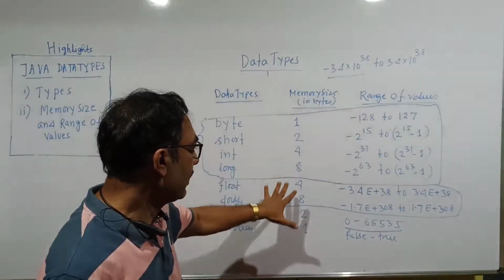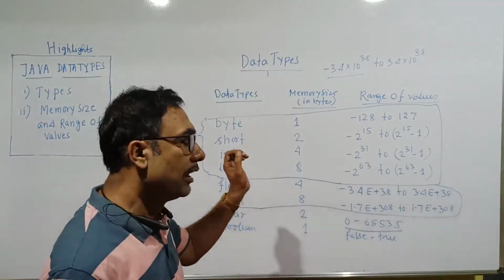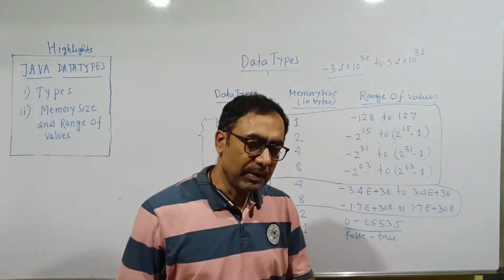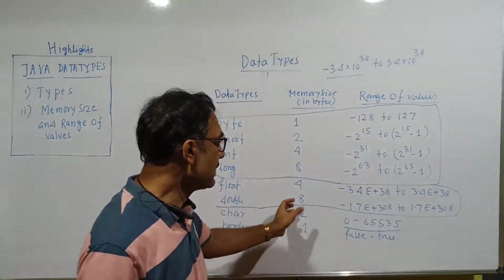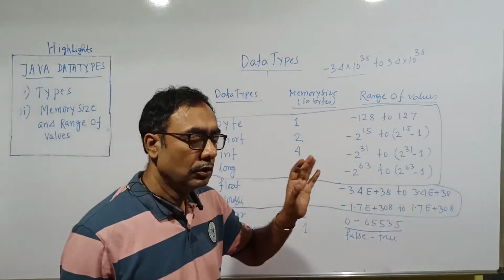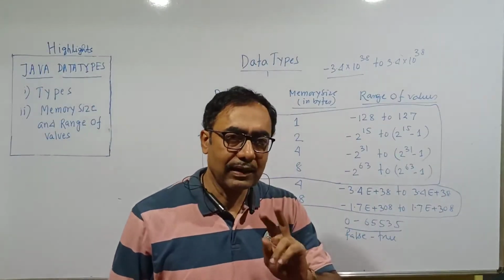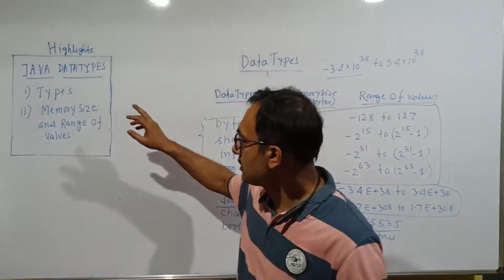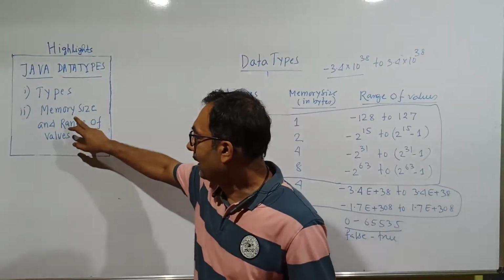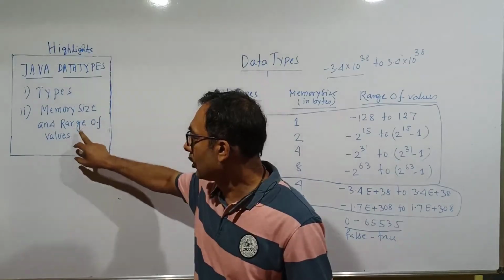So in this way, through this entire chart, you can remember all the primitive data types, their memory size and the range of values. So this session will give you the basic idea of Java data types and the memory size and range of values.